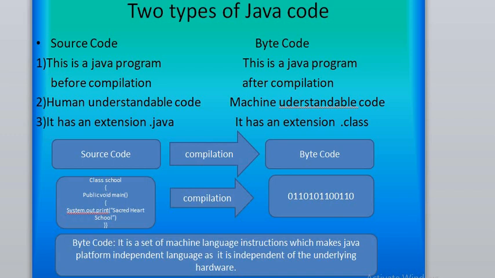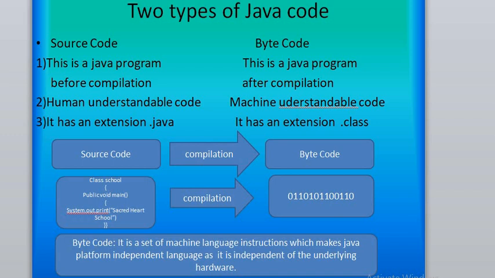After compilation, this source code is converted into a bytecode. I am trying to write 010101 as this is the machine language and it is understood by the machine only. Now this bytecode has the same name, myfile, but what is the extension? .class. So again I am repeating, in the source code the name of the file is myfile.java, and in the bytecode the name of the file is myfile.class.